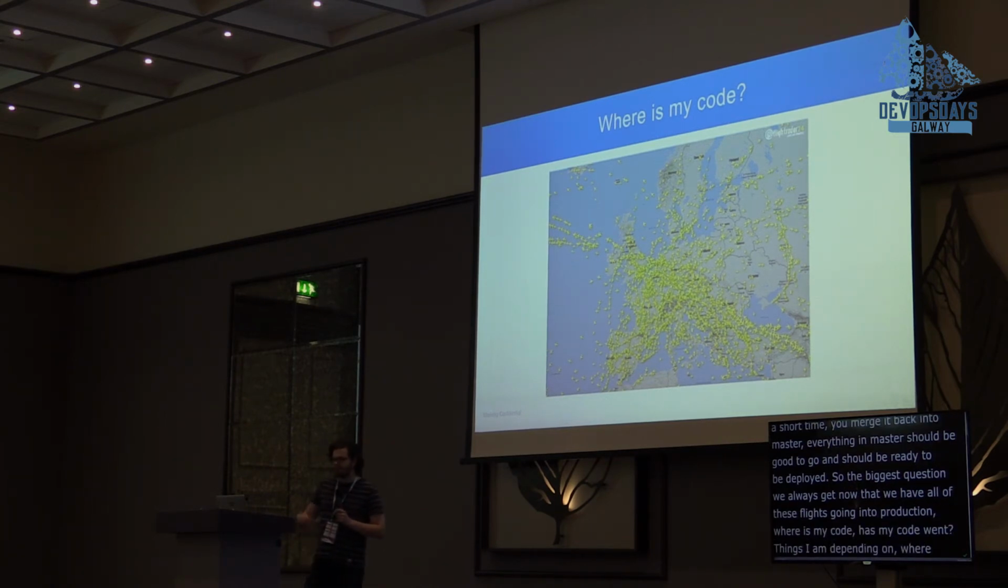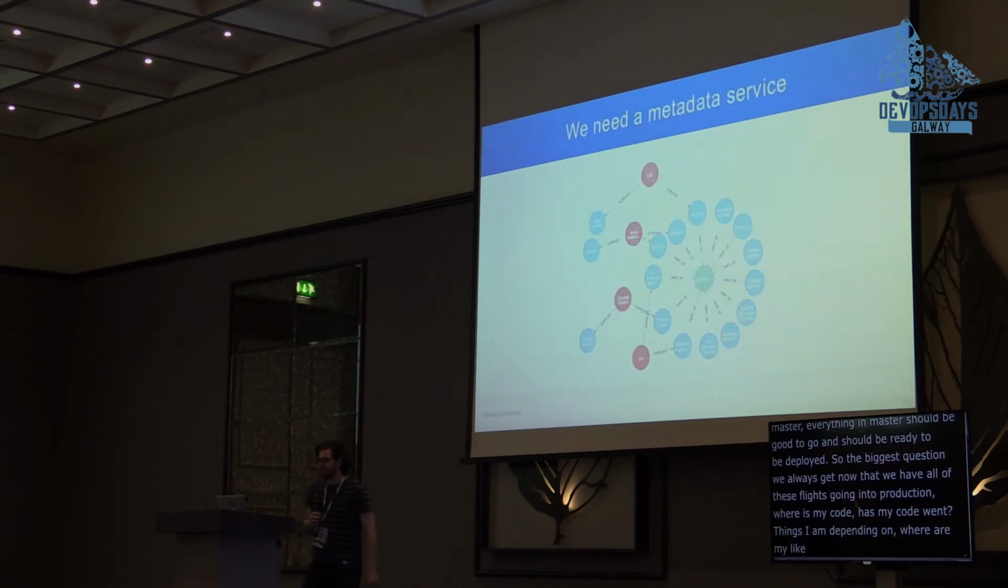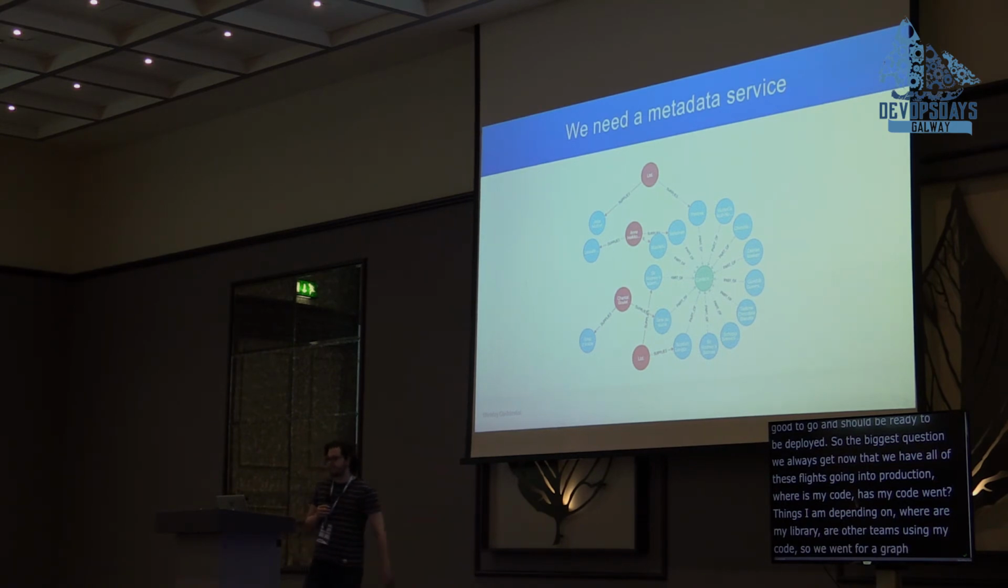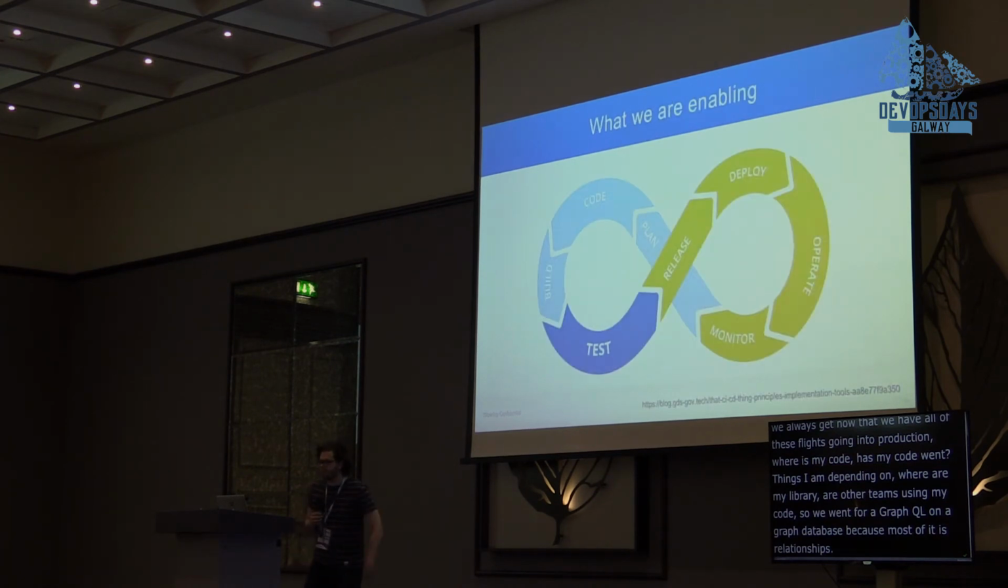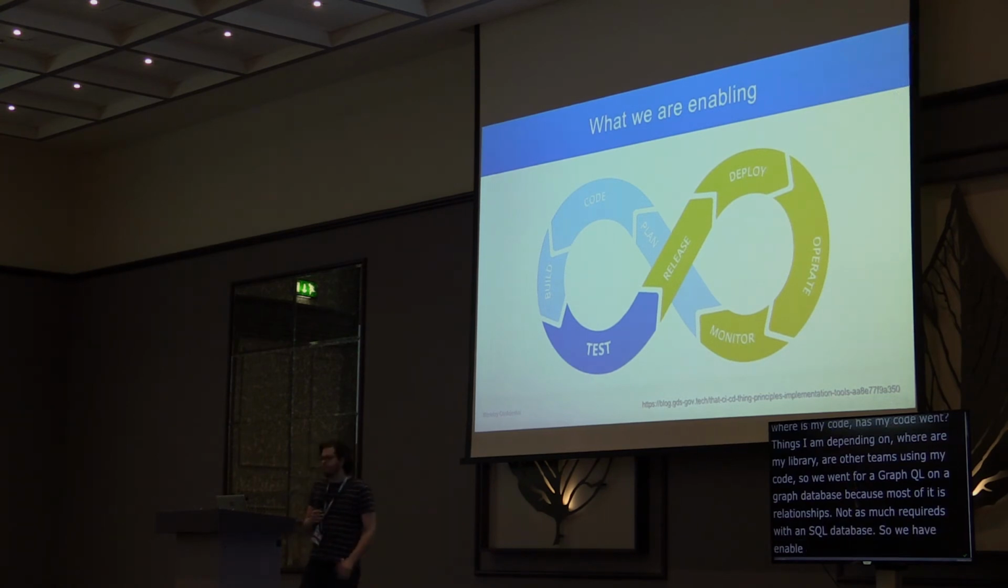Other teams using my code, they've already pushed it, so we had to build a simple metadata service. So we went for GraphQL on a graph database, because most of it is relationships, not as much required with an SQL database. Now you can query this DB, it's linked into the CI/CD jobs automatically, and you can find out where your code is. So we've actually enabled this, right? People can test, release, deploy as often as they want, in whatever way they want, so it's a little bit easier to get to this actual CD model.